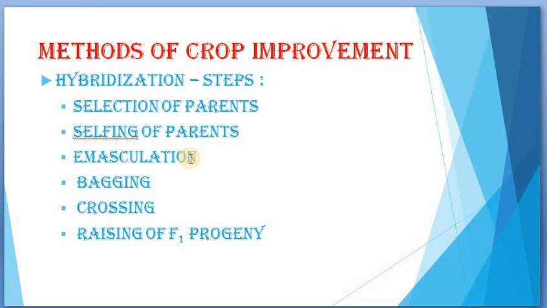So emasculation can be done by removal of the anther using forceps, scalpel or scissor, or by removing the anther using hot water or cold water and alcohol treatment. By using any one of these liquids, they can remove the anther before it matures. And the third method of emasculation is by using a male sterile plant. Okay, so that is emasculation. What is the definition of emasculation? Removal of the male sex part from a flower of the female parent plant for a hybridization procedure, right?